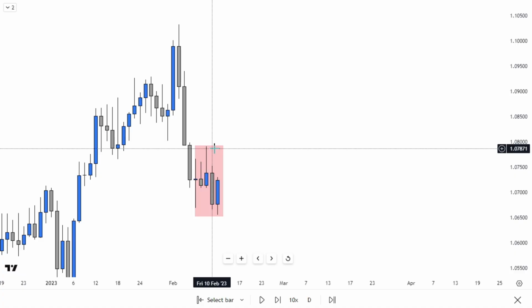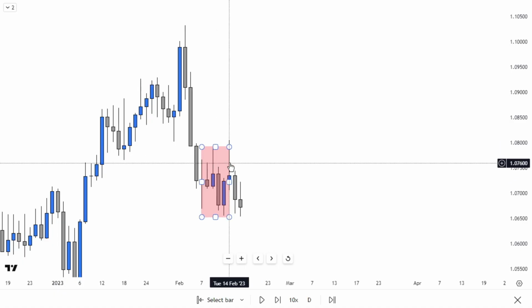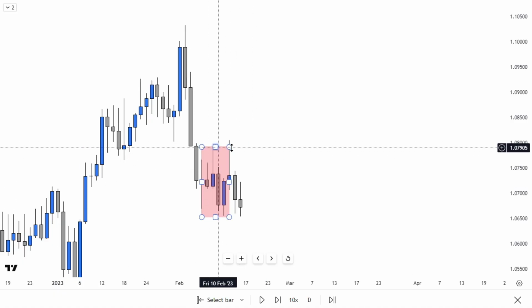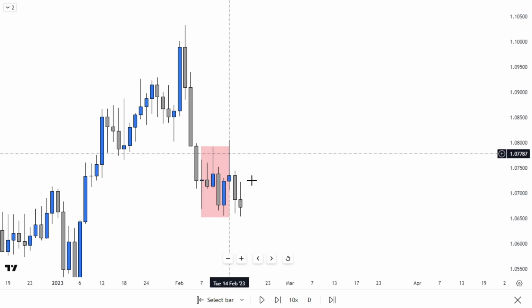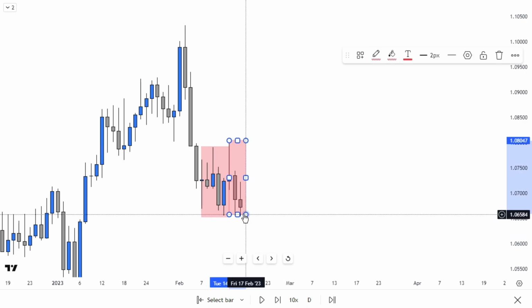Because within this range or within this box, price is accumulating. Price is basically consolidating. It has no clear bias to where it's going. It's just consolidating within that range. And as you see, price wicks out of the accumulation range, sweeping buy side liquidity from the old high. And that shows us manipulation. We mark this one as manipulation.